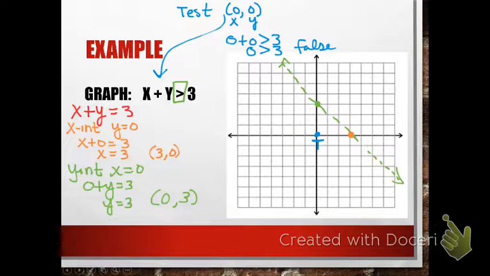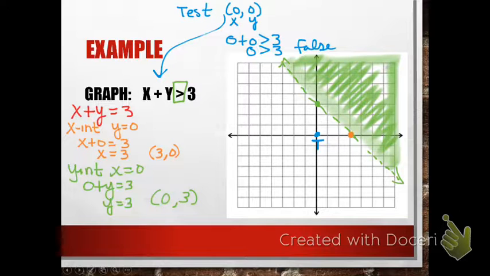That means the points on the other side will work. So all of these points are solutions to my inequality x plus y is greater than 3. That includes all of these kind of grid points like the whole numbers and integers, but it also includes decimal values and fractions in between the squares. Every single point in that green shaded area would result in a true outcome here.